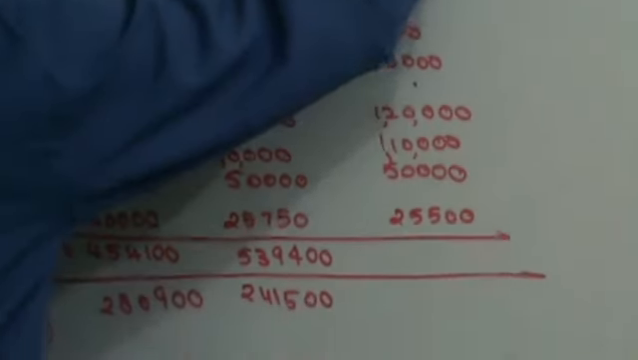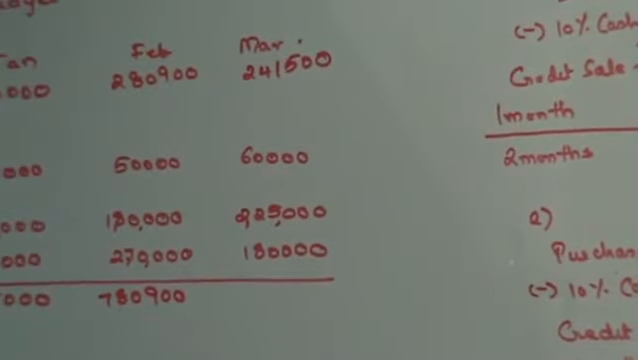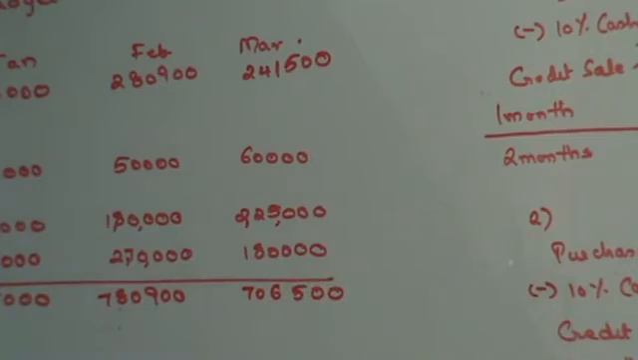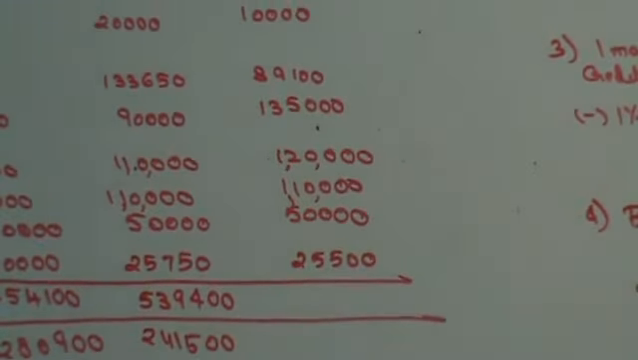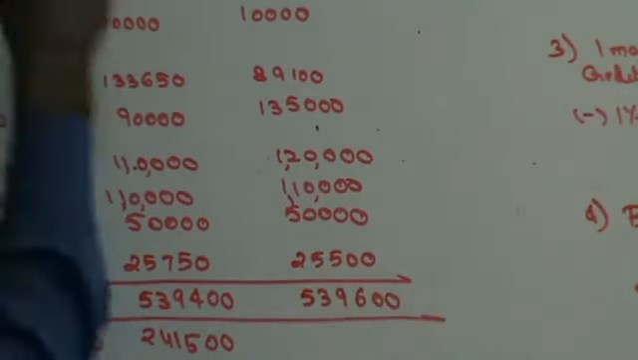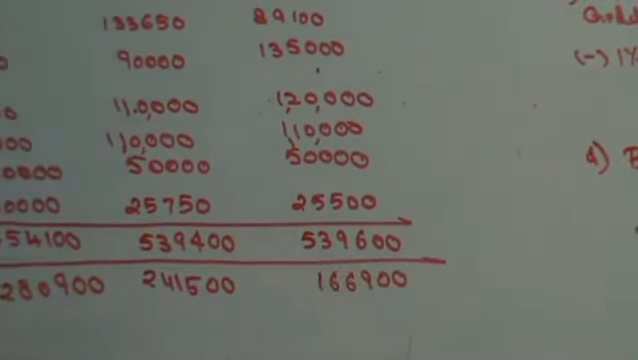Take this here, 2,41,500. Now at the receipt side, that is 241,500 plus 60 plus 225 plus 180 should give you 706,500. At the payment side, that is 10,000 plus 89,100 plus 1,35,000 plus 1,20,000 plus 110 plus 50 plus 25,500 is 539,600. A minus B is 166,900. That will be your closing balance in the month of March, right?